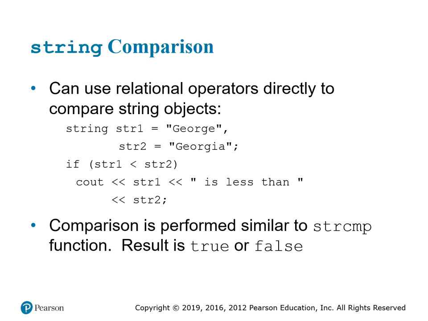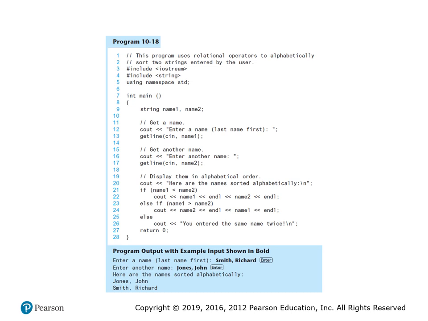You can use relational operators directly to compare string objects, unlike C strings where you have to use the strcmp, the string comparison function. Here, you can just use a less than or an equals equals or a greater than or equal to or any of those operators. Okay. This sorts the names alphabetically. If you enter two names, if name one is less than name two, it prints them in that order. If name one is greater than name two, it swaps the order of them.